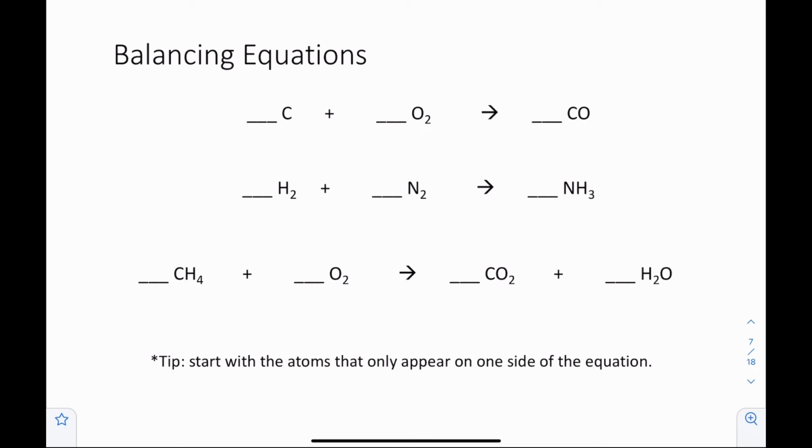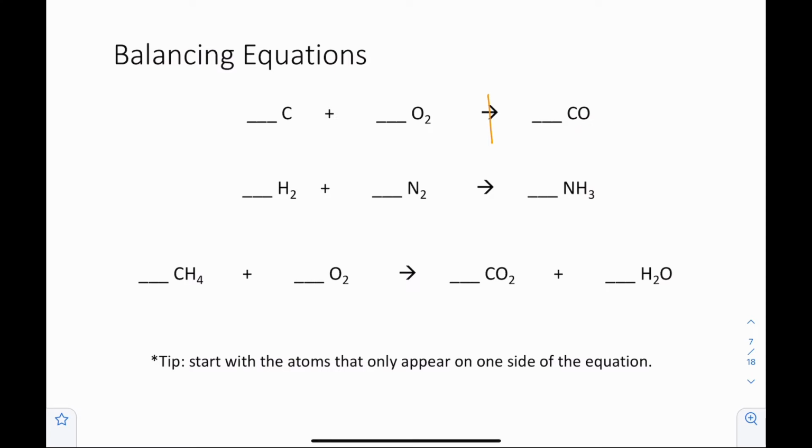So let's do some examples. The first example is carbon reacting with oxygen to make carbon monoxide. Remember, your goal here is to make the same number of atoms on both sides of the equation. So separate the reactants and products and count the atoms on both sides. We have 2 oxygens on the left side, but only 1 oxygen on the right side.